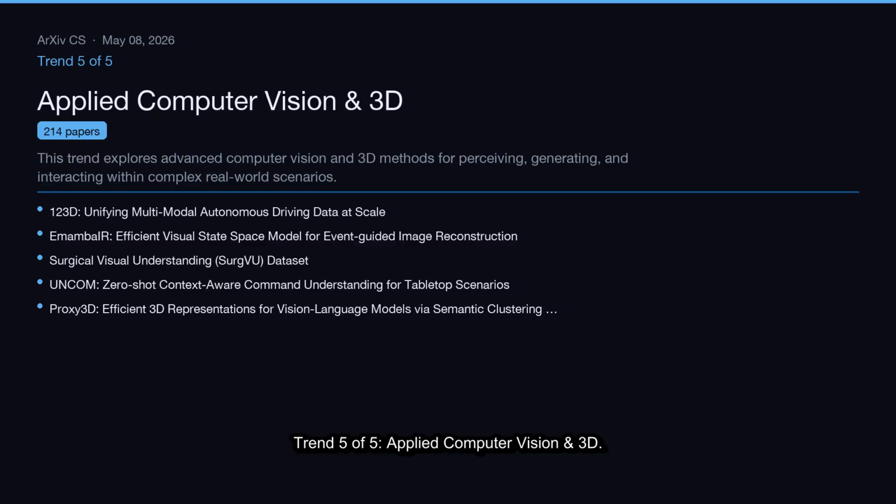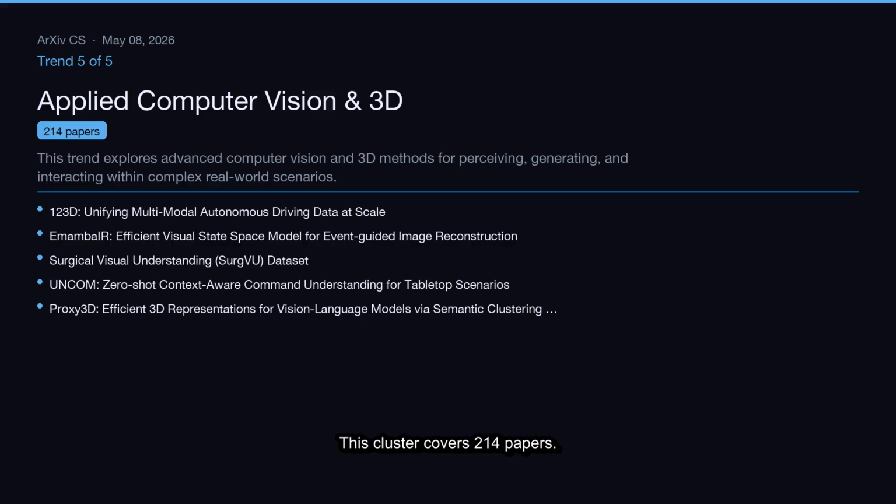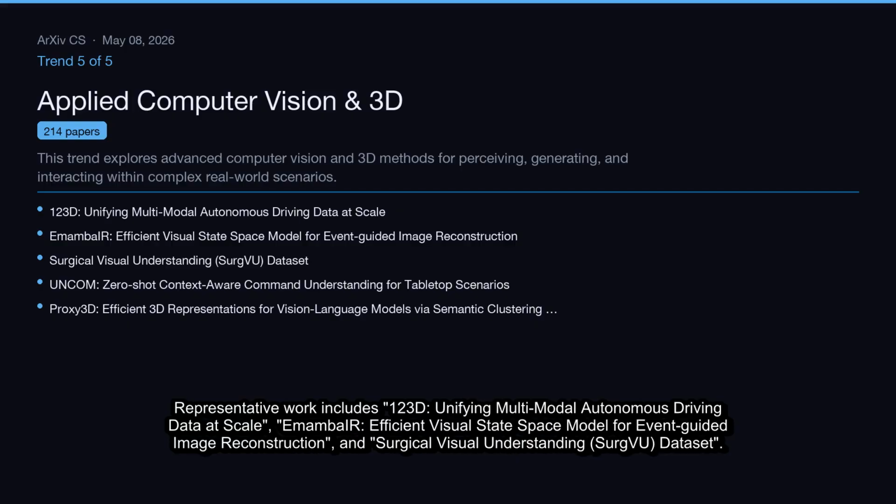Trend 5 of 5, applied computer vision and 3D. This trend explores advanced computer vision and 3D methods for perceiving, generating, and interacting within complex real-world scenarios. This cluster covers 214 papers. Representative work includes 123D, unifying multimodal autonomous driving data at scale, MMBIR, efficient visual state space model for event-guided image reconstruction, and surgical visual understanding SURGVU dataset.